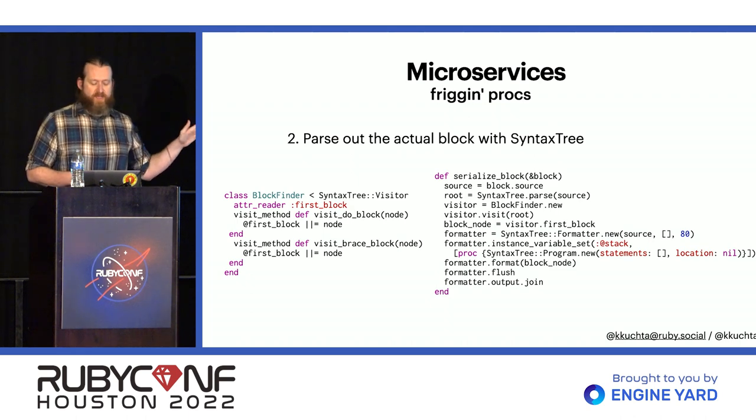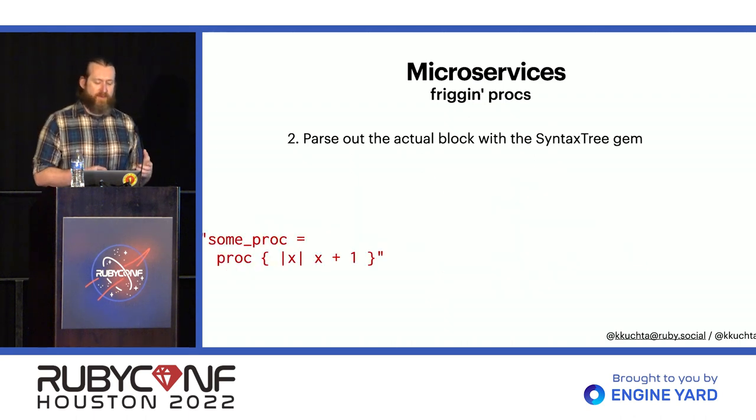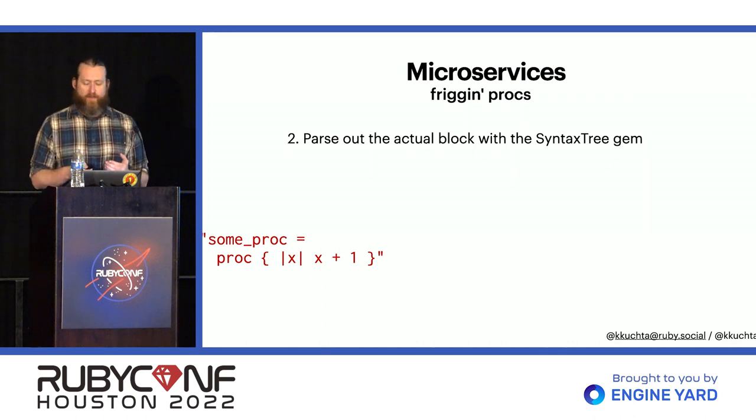Now, don't worry too much about this code. The font is intentionally too small to be useful. What we're doing under the hood here with Syntax Tree is we start out with some raw Ruby code. We are going to pass this to Syntax Tree and say, hey, parse this for me. And it will do that.